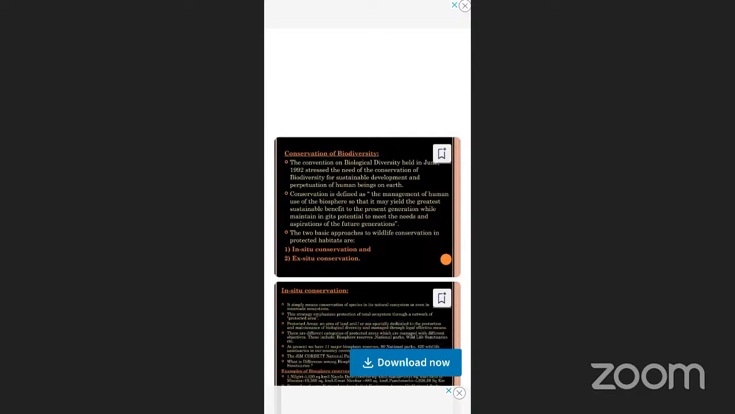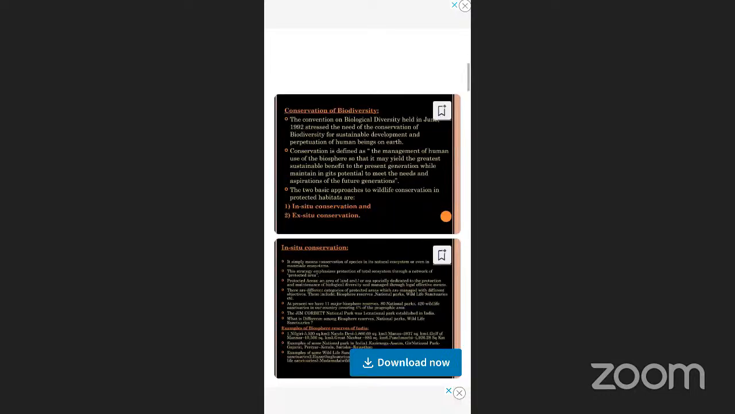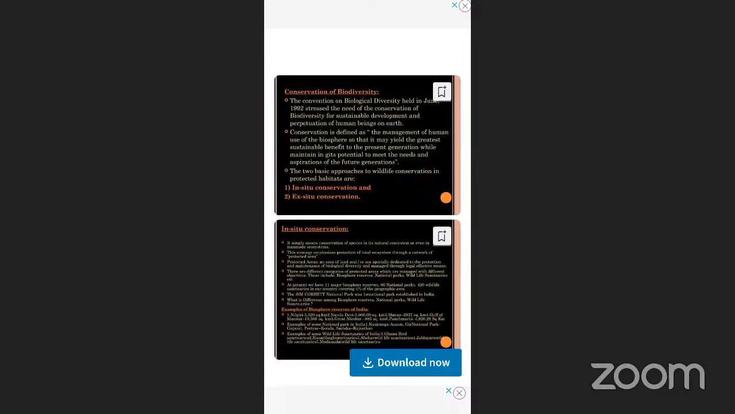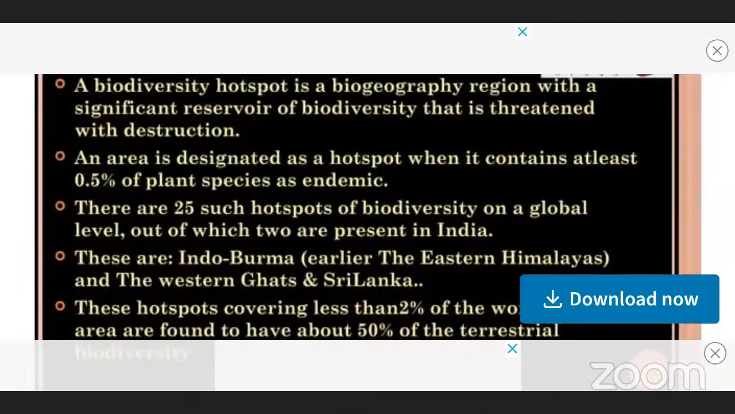Conservation also involves conserving genetic resources, especially gene banks. Nowadays they are used as gene banks. For example, some wildlife plants can also be preserved in germplasm. These are the two basic approaches to wildlife conservation in protected areas: in situ and ex situ conservation.